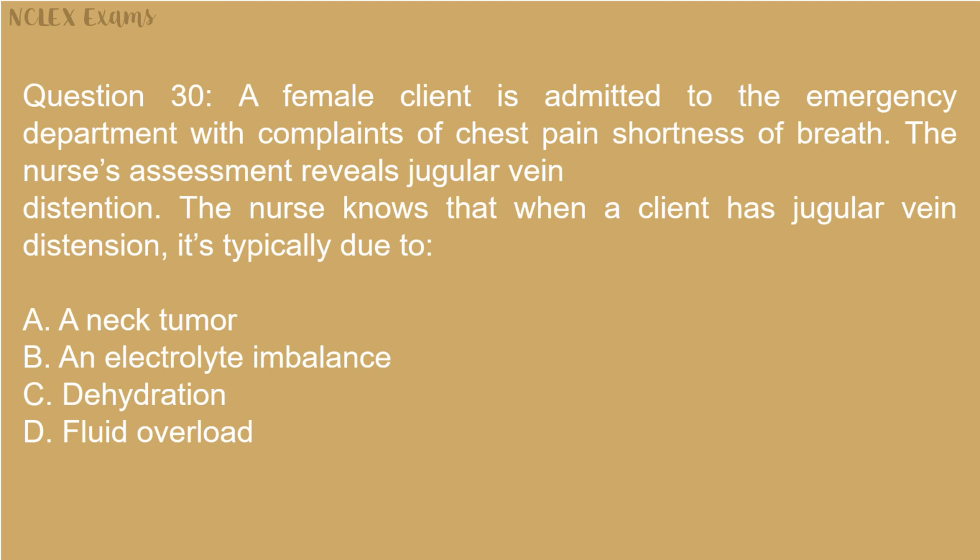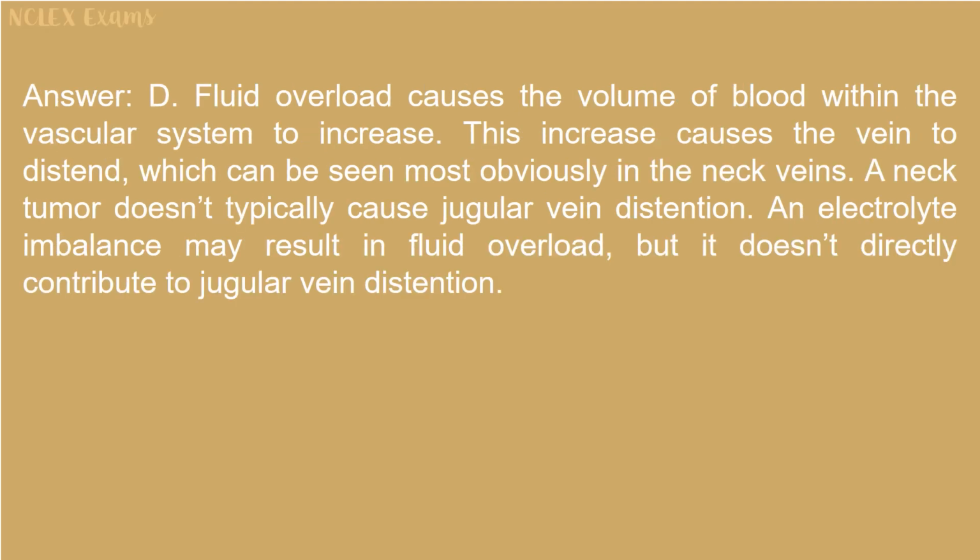Answer: D. Fluid overload causes the volume of blood within the vascular system to increase. This increase causes the vein to distend, which can be seen most obviously in the neck veins. A neck tumor doesn't typically cause jugular vein distension. An electrolyte imbalance may result in fluid overload, but it doesn't directly contribute to jugular vein distension.